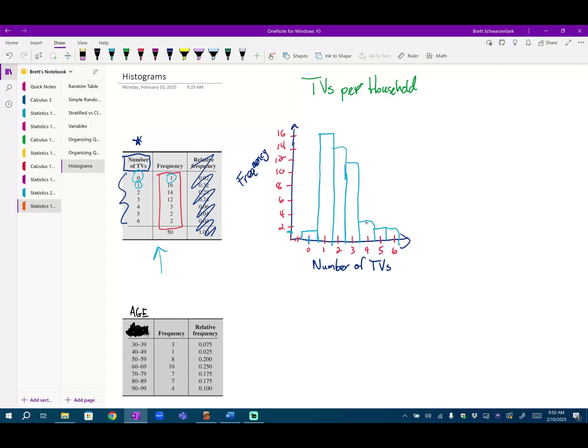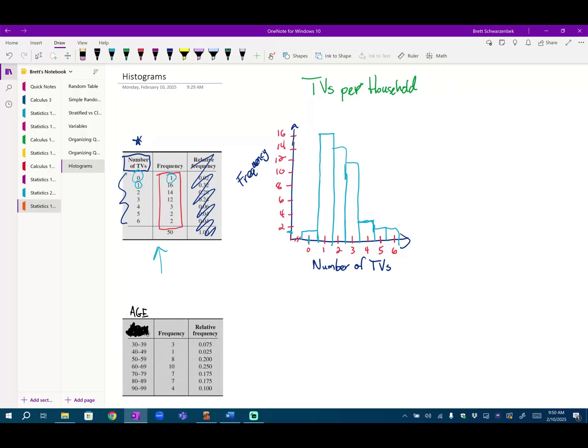So the histogram creates bars. The heights of the bars represent the frequency in which that class is coming to fruition. For example, 6 TVs has a height of 2 because that occurred 2 times.